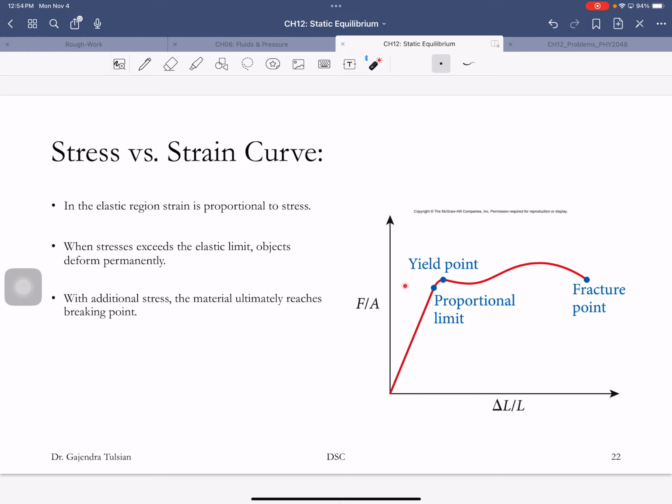You apply this much, this is the proportional limit. Beyond that point, now you're changing the structure, and it's not going back to its original shape. This yield point defines now permanent deformation.